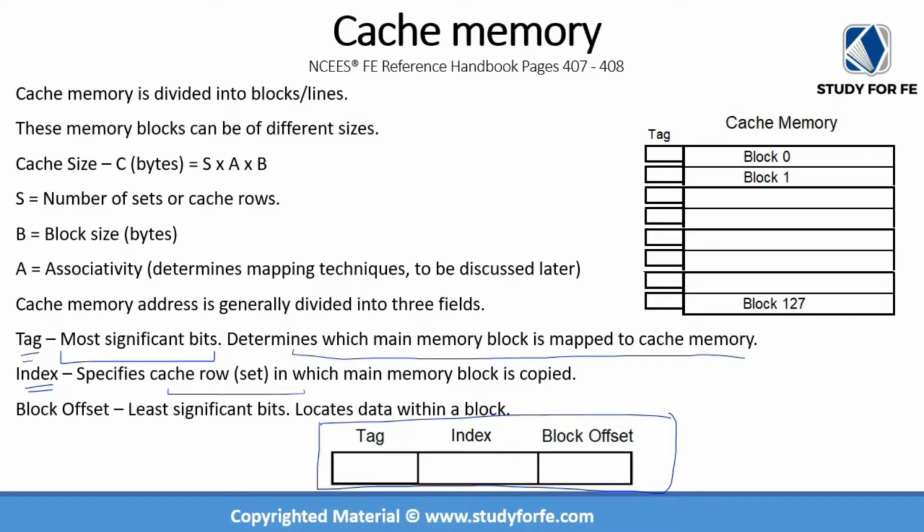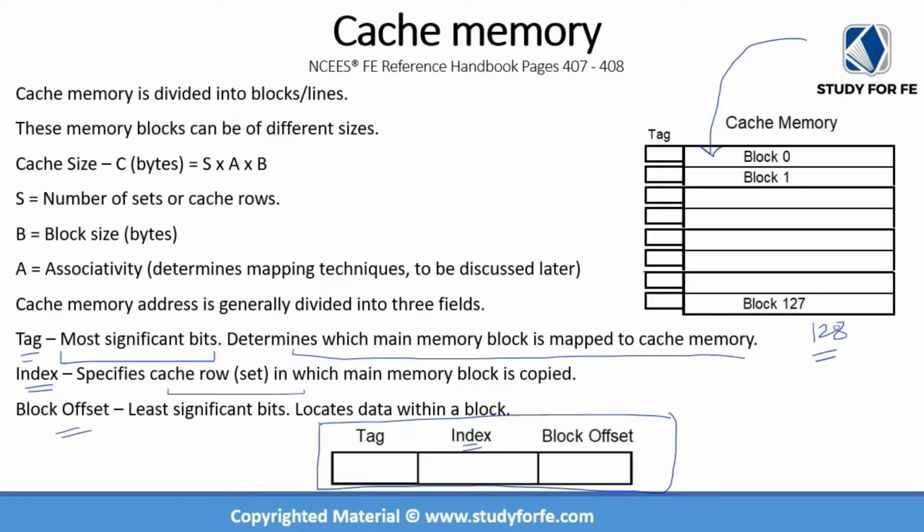Let's say that these are just rows for now. So it specifies the rows in which the main memory block is going to be copied. If you're bringing some block in from the main memory, whether it goes into block 0, block 1, block 2, or however many blocks you have in the cache memory, this one in particular has 128 blocks. The index will basically tell us which specific cache memory block this main memory block is going to.